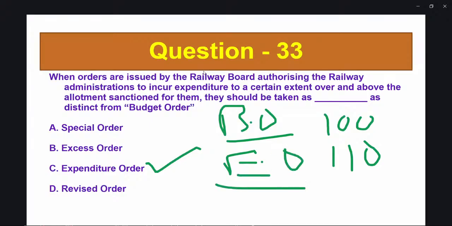That means it is a reappropriation or surrender or adjustments. The Railway Board adjusted the funds from the other railways and allotted them to the South Central Railway later. So that's why it is called expenditure order. Authorized to incur expenditure over and above the allotment sanctioned, that is called expenditure order.